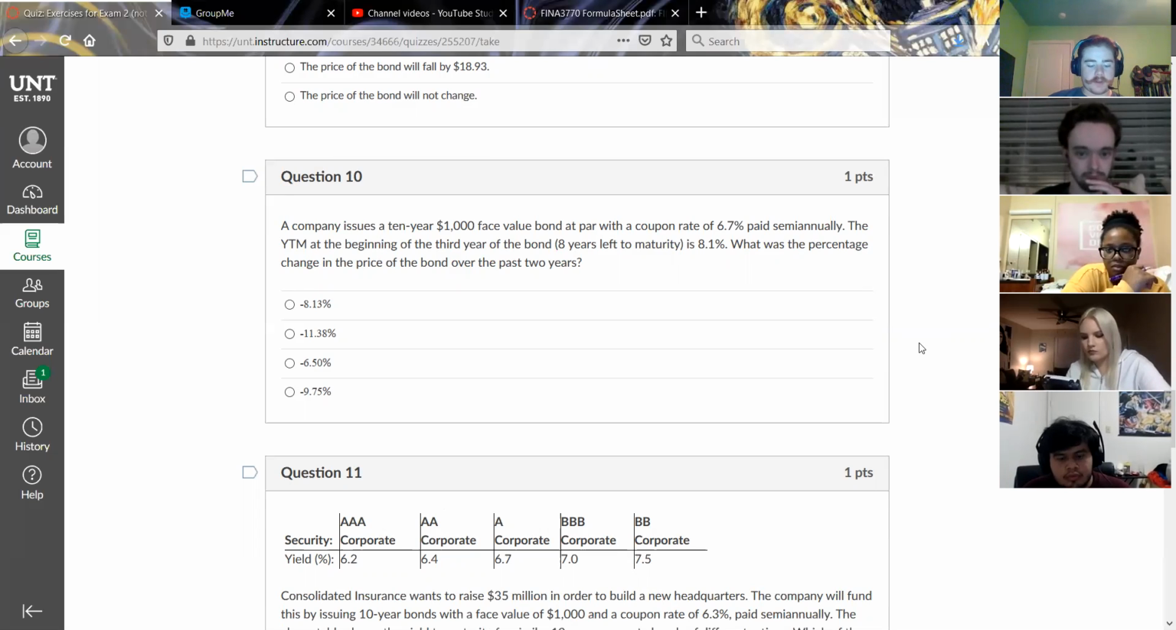But you got to find payments first. For what? Because it's a 10-year $1,000 face value bond at par, with a coupon rate of 6.7%. You have to find what the payments are, so you can input that for the second equation at the 16. Pardon me, the 16 with the 8.1 divided by 2. Okay, I got it. Yeah. Makes sense. Thank you. Because future value should be 1,000.